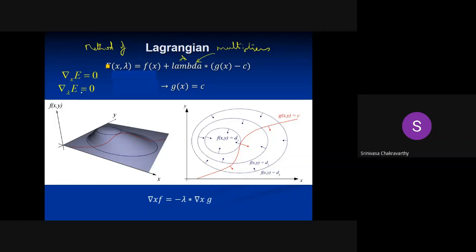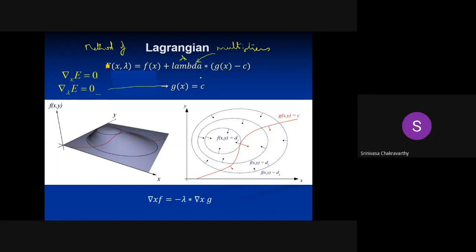Because what happens is when you just differentiate this with respect to lambda, that is, del e by del lambda equal to 0, that simply gives you the constraint. So the second equation is nothing but the constraint itself. The first equation is more interesting, where you have the derivative of f of x and also the derivative coming from g of x.